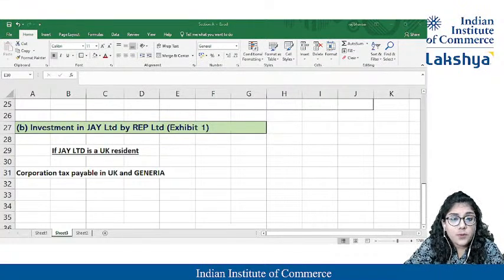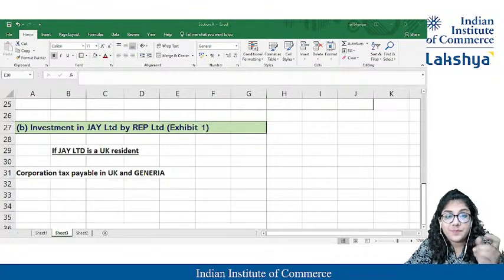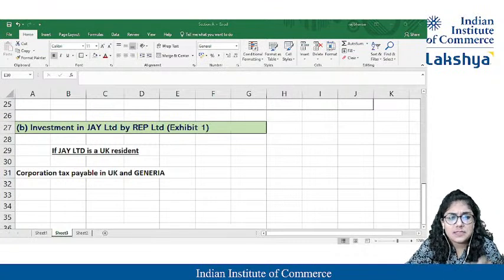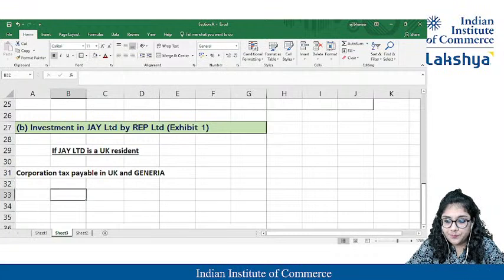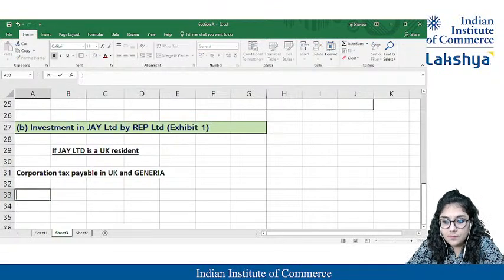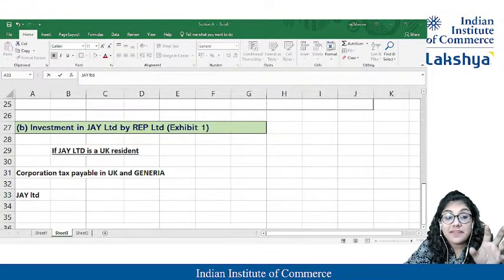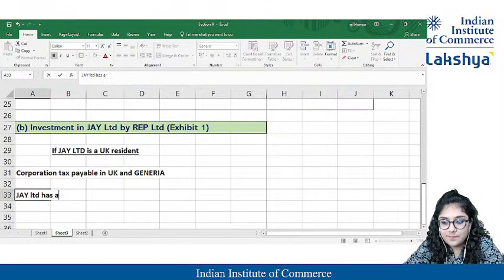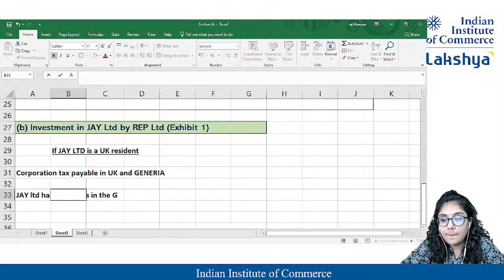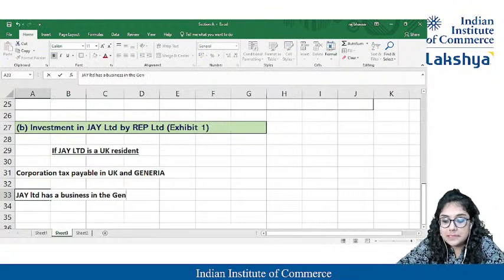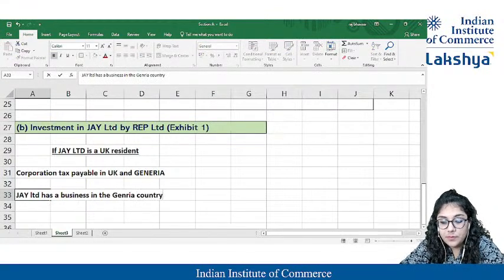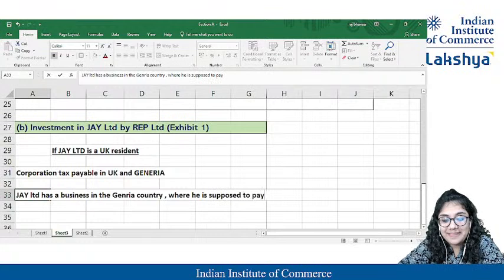Ma'am, we are not understanding. Suppose Jai Limited has earned a business income in Nigeria. No matter what his residential status is, he has to pay the tax there also. So let's write first over here. Jai Limited is actually working where, students? It has a business in Nigeria, where he is supposed to pay the taxes.